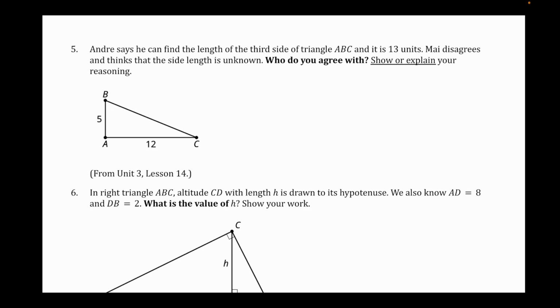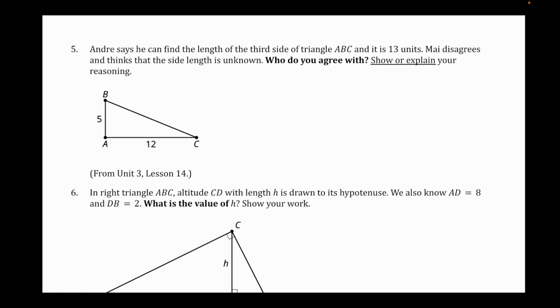Well, if this was a right triangle, that would absolutely be true because 5, 12, and 13 is a Pythagorean triple, meaning it's a set of 3 whole numbers that makes a right triangle. But Mai says she disagrees and that the side length is unknown. So who do we agree with? Show or explain our reasoning.